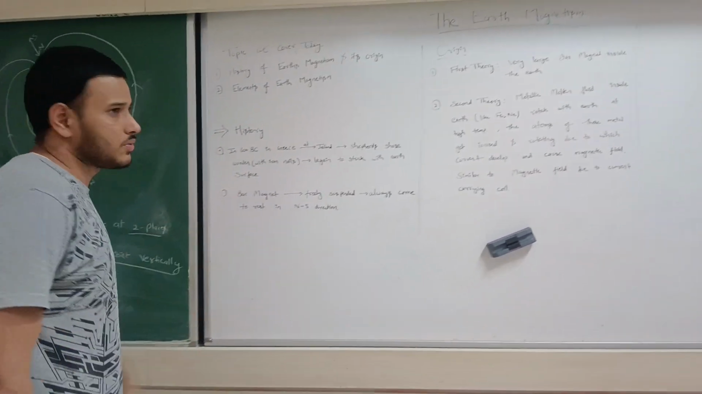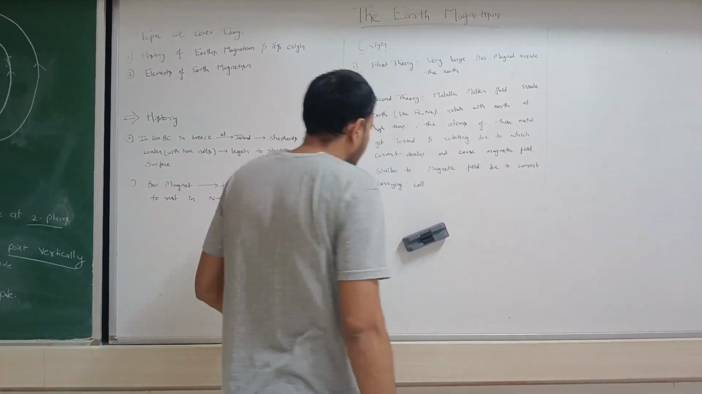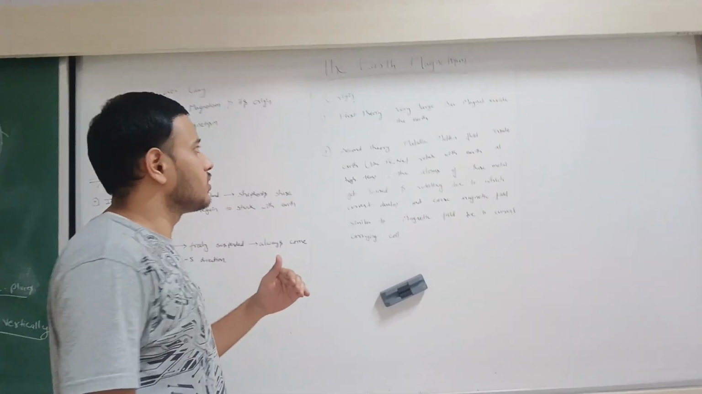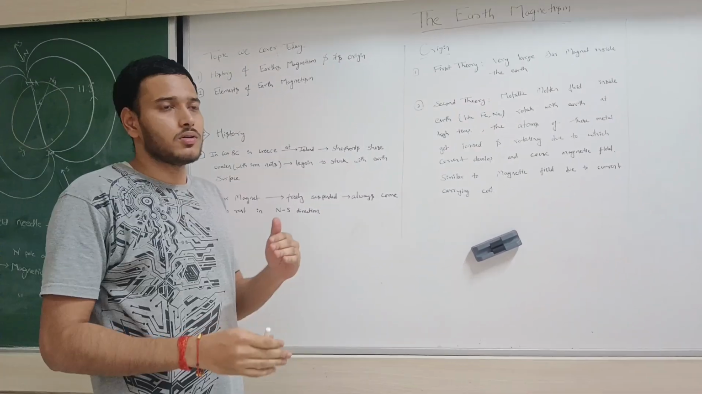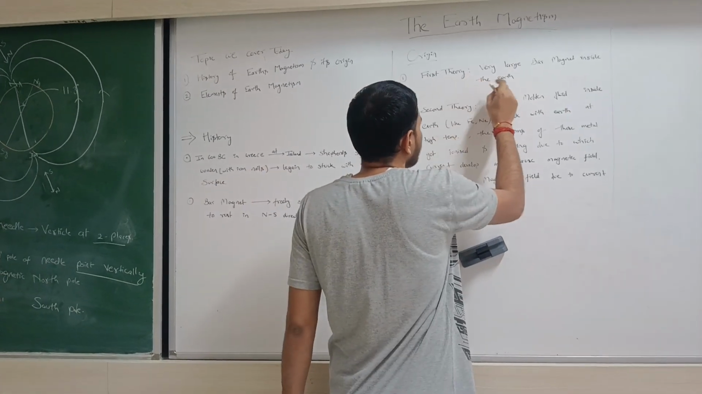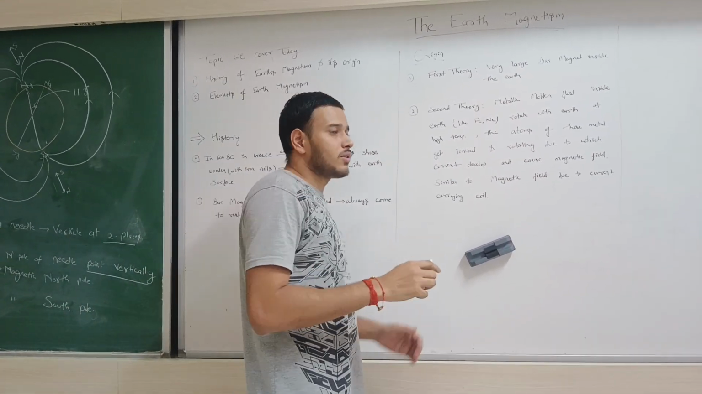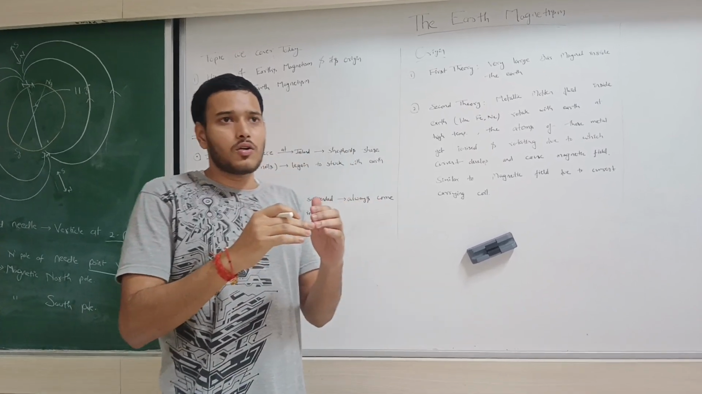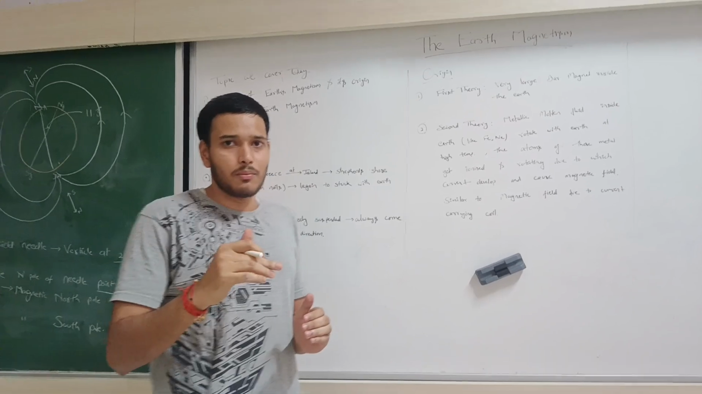This is all about the history, and now we are going to move on to the origin. The theory that was proposed initially explained how Earth behaves like a magnet. The first theory said that there is a large bar magnet inside the Earth that causes the Earth's magnetic field and the behavior of the Earth like a magnet.